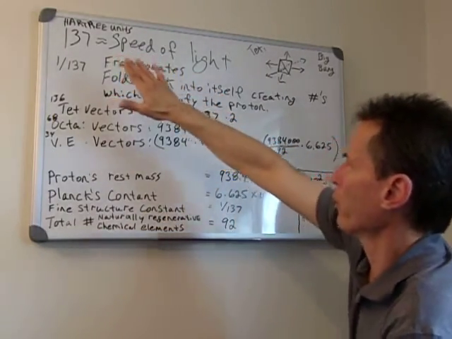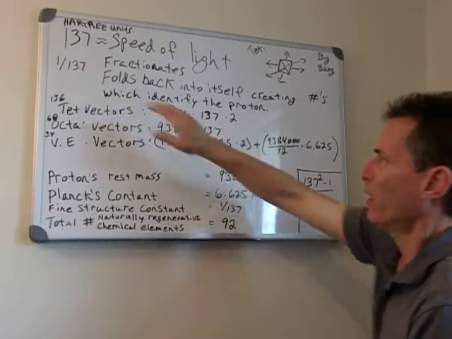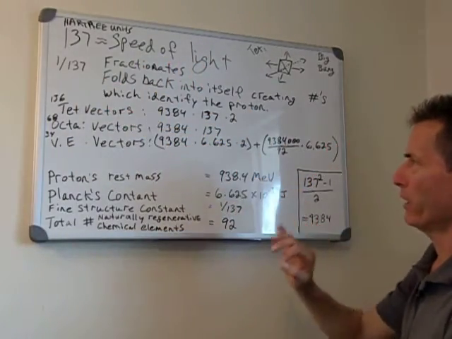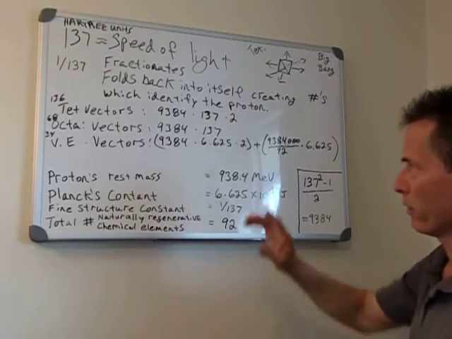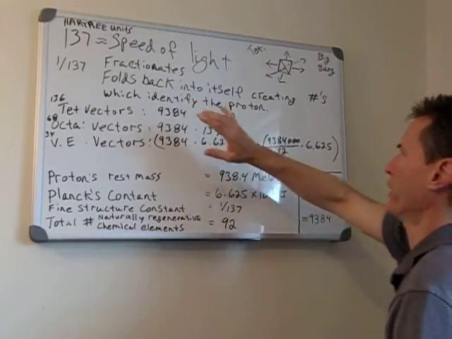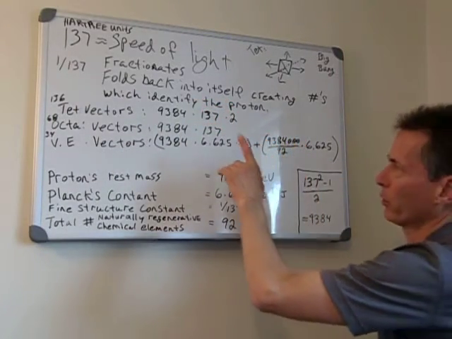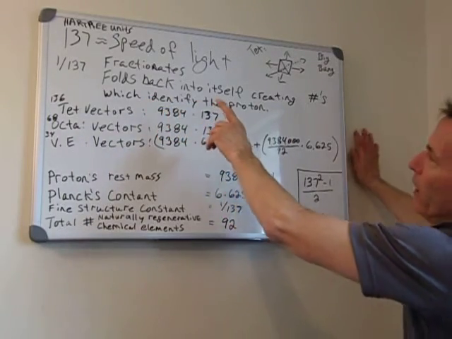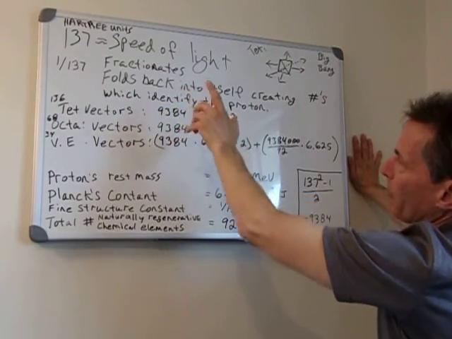In Hartree units, 137 is the speed of light. 1/137th the speed of light is the fine structure constant. I've explained that a little bit more in some other videos. I'll explain that more later on also. We're going to get really deep into that. Not this time, but we are.